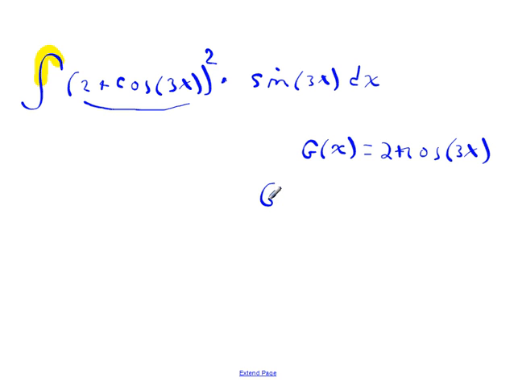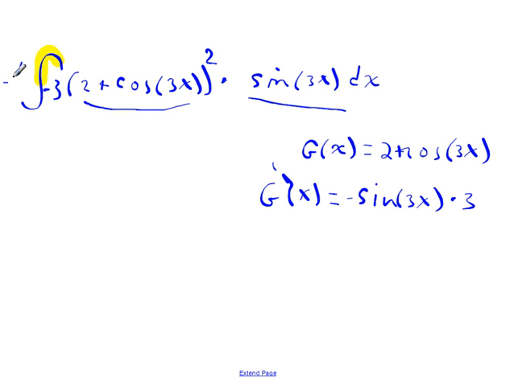And the derivative of that, g prime of x, well, the derivative of cosine is negative sine of 3x, and then times the inside of that, which is times 3. Okay, so what are we missing? Our g prime here is just sine of 3x. I don't have the negative or the 3. So we just throw negative 3 there and multiply by negative 1/3.